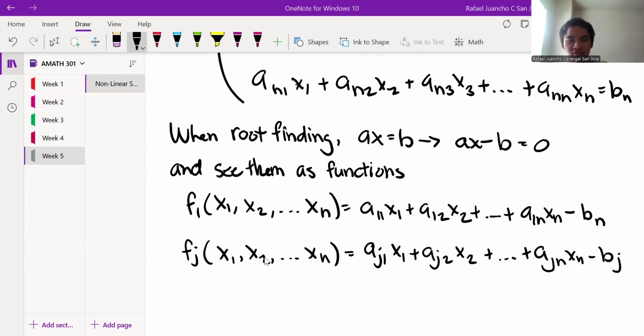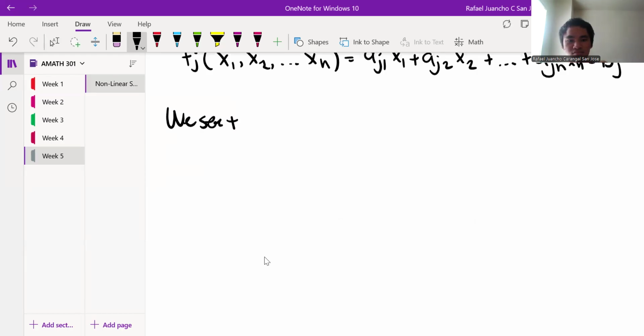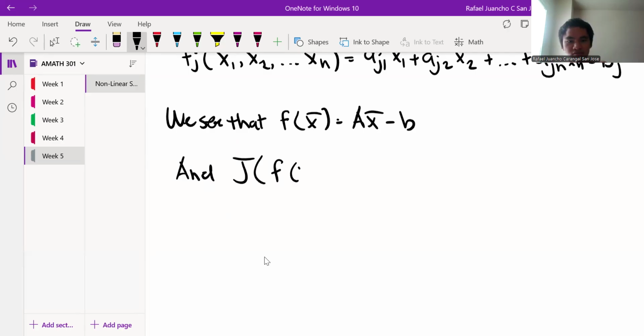And so from here, we basically see that our f, when we plug in this vector as our input, is basically this. Our matrix A times vector x minus b vector, we basically think of them as a function. And so our Jacobian, when we think of this, is actually just equal to the matrix A.